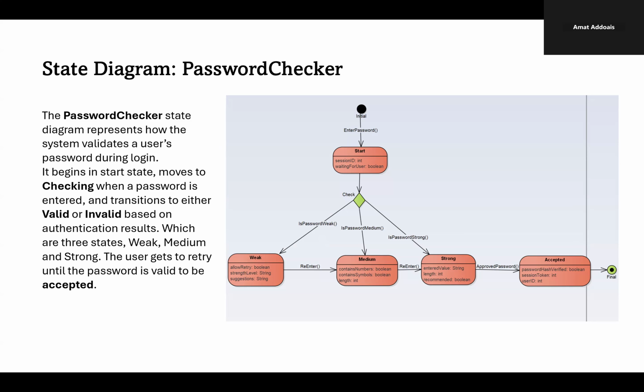If the password doesn't match, the system enters the invalid state and lets the user try again. If it does match, the system moves into the valid state and accepts it, meaning the user has been authenticated and can access the application. This diagram shows how SplitSmart maintains security while giving helpful feedback during the login process.